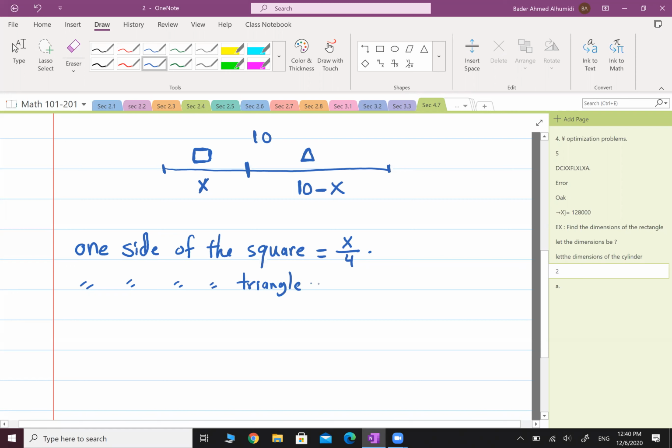10 minus x over 3. This is a very interesting exercise, by the way. 10 minus x over 3.